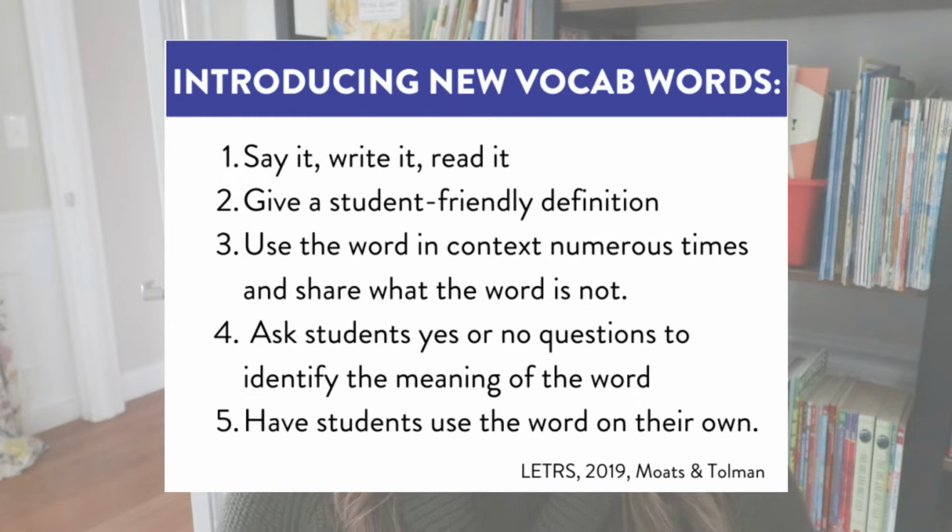Number 1 is to say the word aloud, write it, and read it. When students are learning a new word, we want them to understand all facets of the word, including what the word looks like, how many syllables, how many sounds. So we want them to be able to say the word, we want them to see it written down, and we also want them to read it.